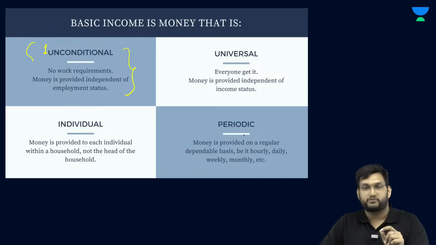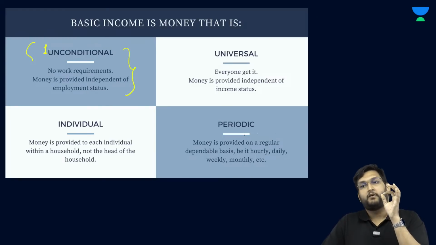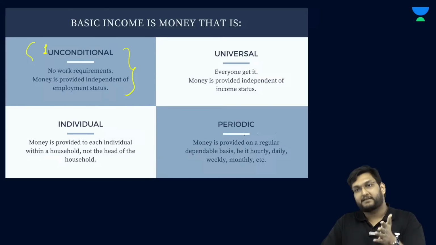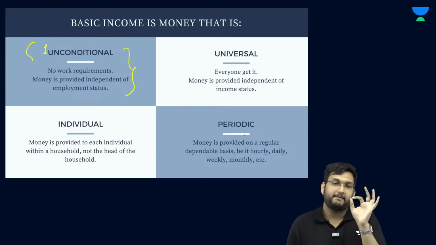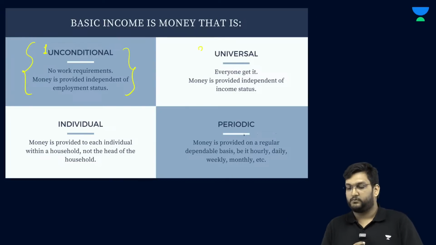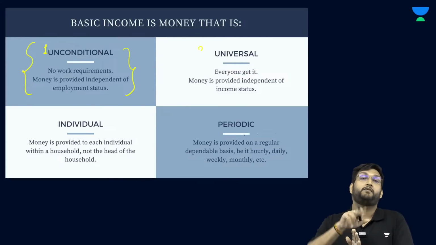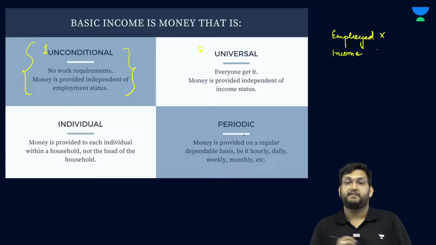Unconditionally, it has to be transferred. You can be the CEO of the company. You can also be a person who's working for the company as an employee. Further, you can be a contractor. Everybody gets universal basic income because employment status is irrelevant. Then it has to be universal, which is again independent of income status. So if I'm employed or not employed should be irrelevant. Do I have an income is irrelevant.